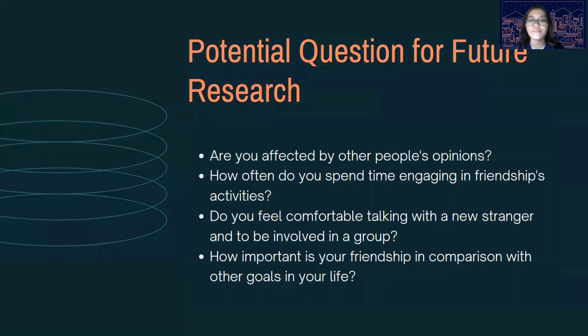First, are you affected by other people's opinion? Second, how often do you spend time engaged in a friendship activity? Third, do you feel comfortable talking with a new stranger and being involved in a group? And finally, how important is your friendship in comparison with other relationships in your life?